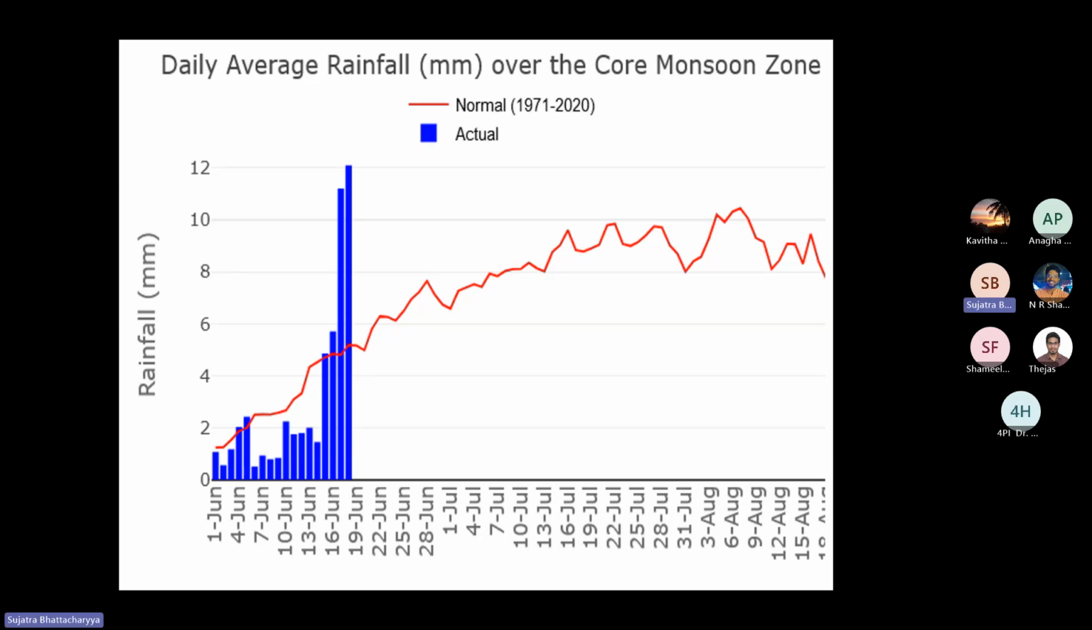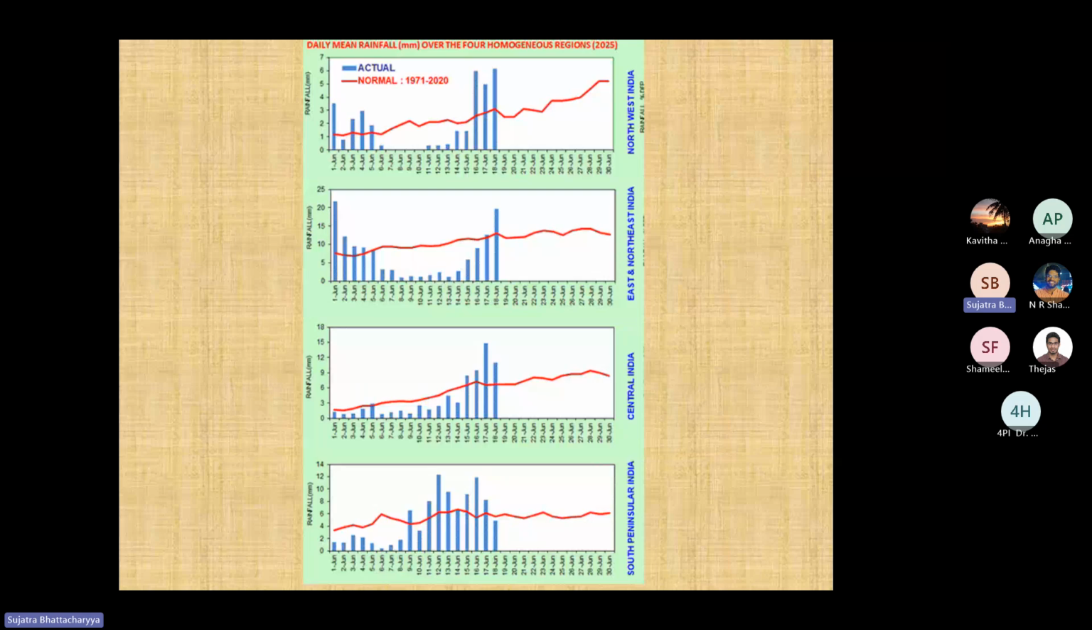And now if you look at all the 4 regions, I would say all of them, except south, are a good thing for the last few days. All of them are normal or above normal. Okay.